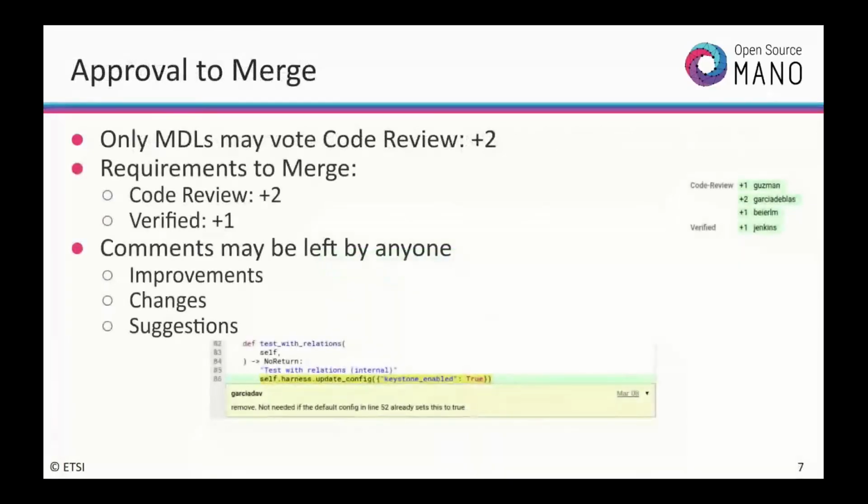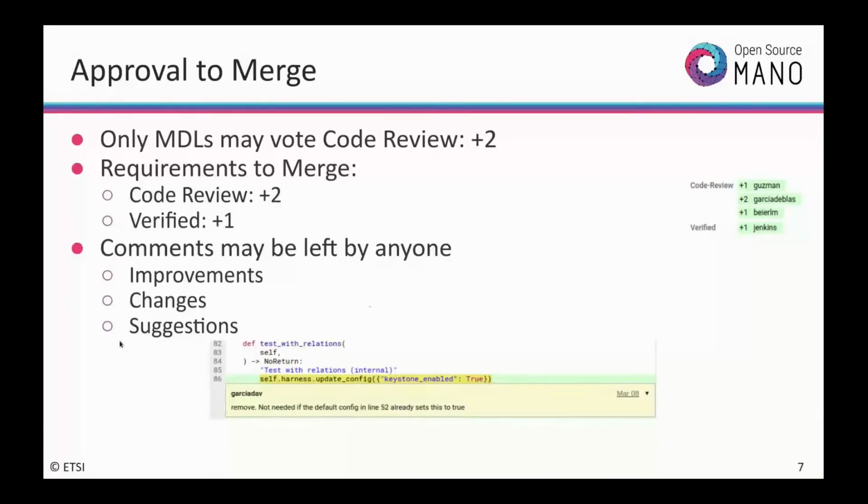So, what is the approval to merge? As I mentioned, only MDLs may vote code review +2. The requirements to merge are we must have at least 1 +2 and 1 +1 in verify. So here's an example of a patch that's ready to be submitted. We can see that 2 people have voted +1 and an MDL, or in this case TSC member, has voted +2. Also, Jenkins has verified it.